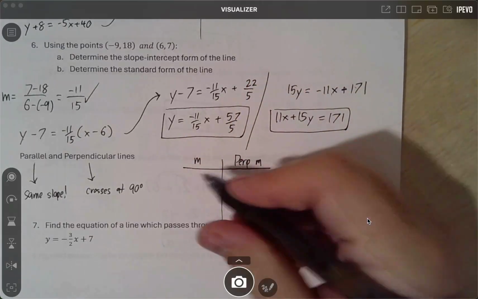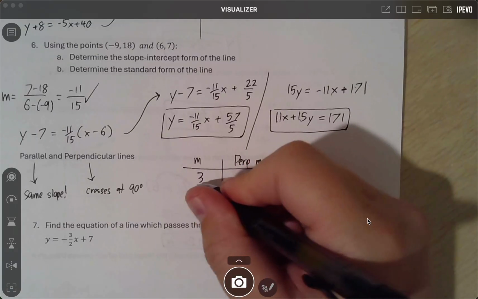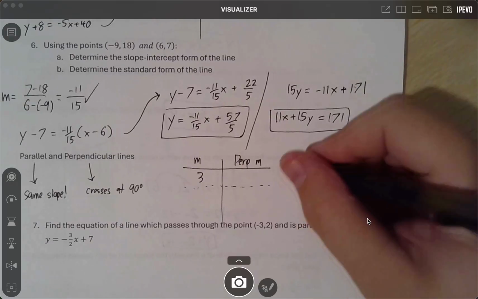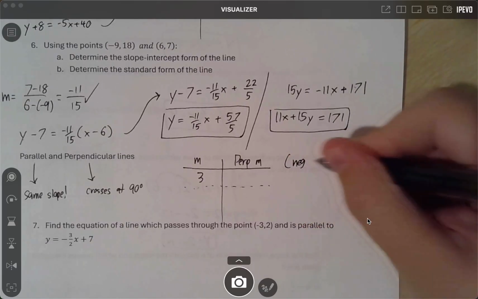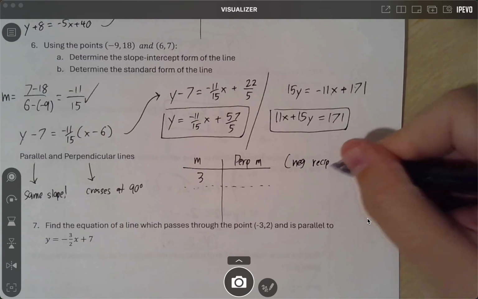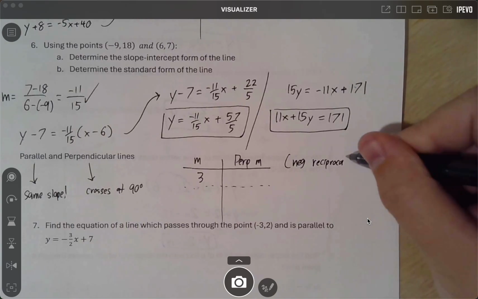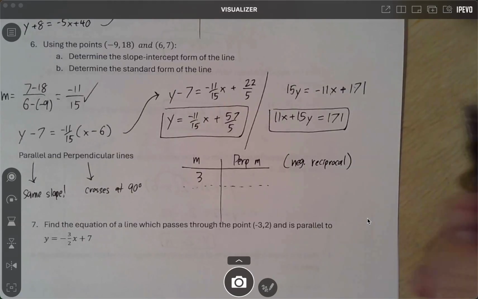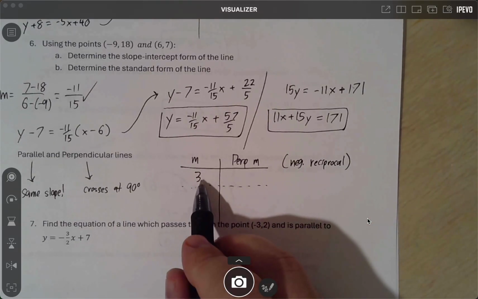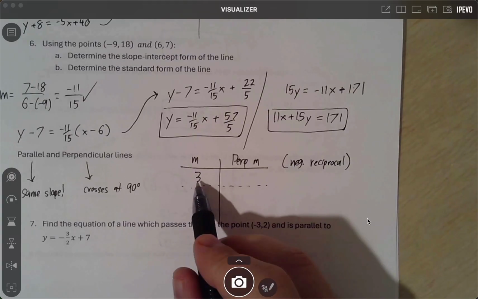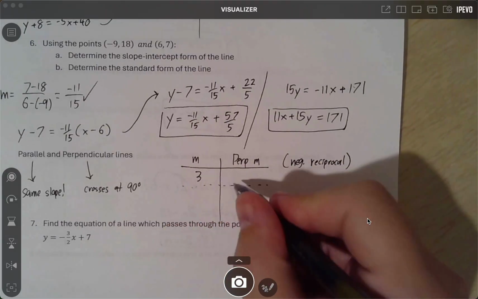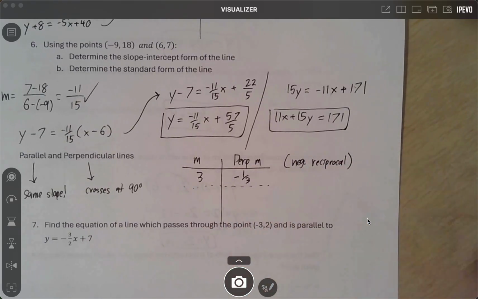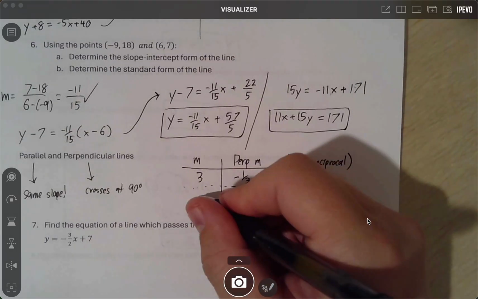Little chart here. So let's say I have a given slope of 3. What would the perpendicular slope be? Well, another way of finding the perpendicular slope is we find what we call the negative reciprocal, which just means you change the sign and flip the fraction. Now be careful, because a slope of 3 might not look like a fraction, but it is a fraction. It's 3 over 1. So if I negate 3, well, now it's negative because it was positive. And if I flip 3 over 1, I have 1/3. That's my perpendicular slope.